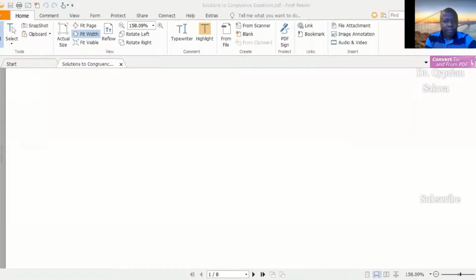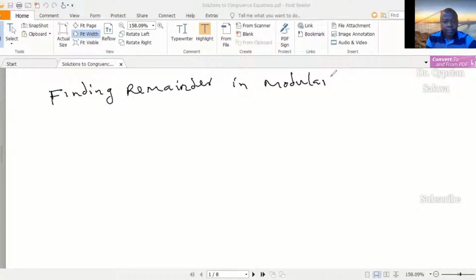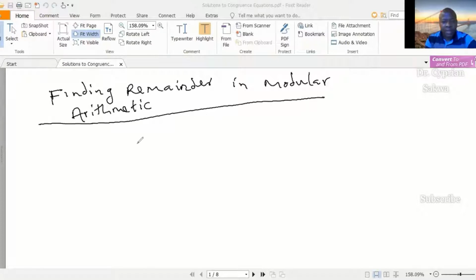So that is the topic today: finding remainder in modular arithmetic. In our examples, we look at various methods of finding remainder.